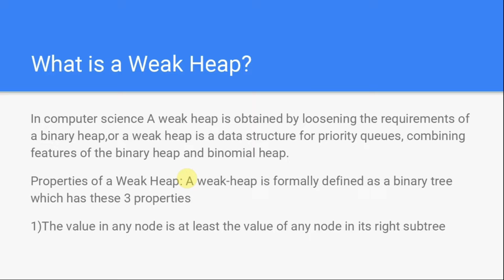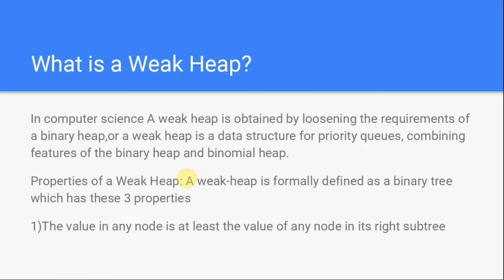So what is a weak heap? In computer science, a weak heap is obtained by loosening the requirements of a binary heap, or in other words, we can say a weak heap is a data structure for priority queues combining features of binary heap and binomial heap. And this weak heap has several properties. If a heap satisfies the below three properties, then such a heap is a weak heap. So now let us take a look at these properties one by one.